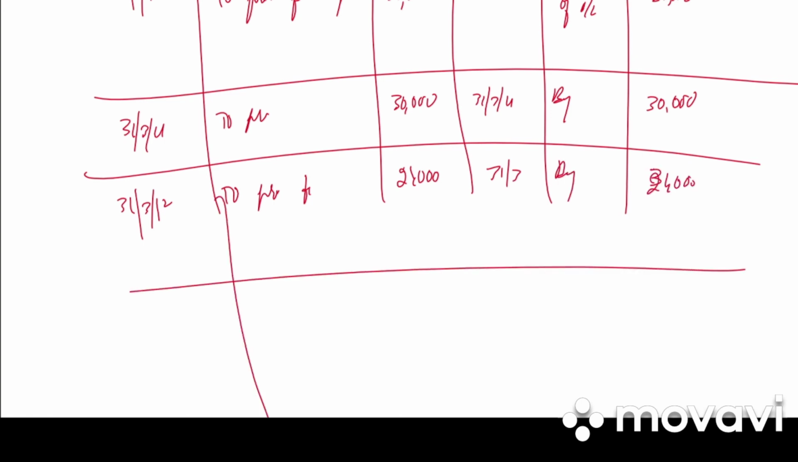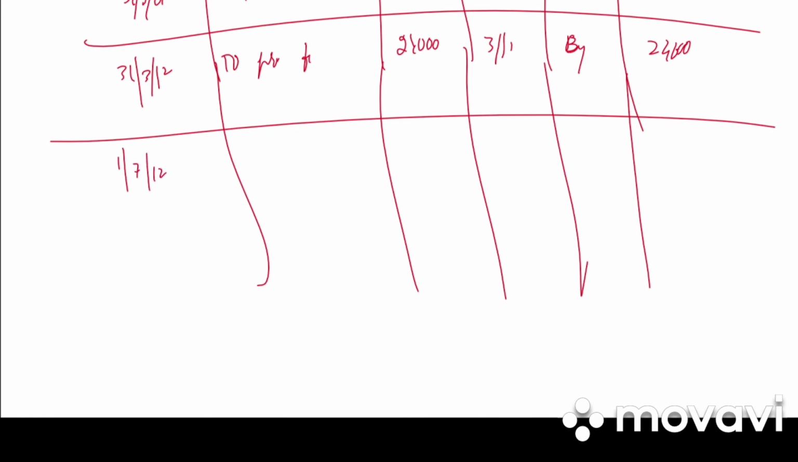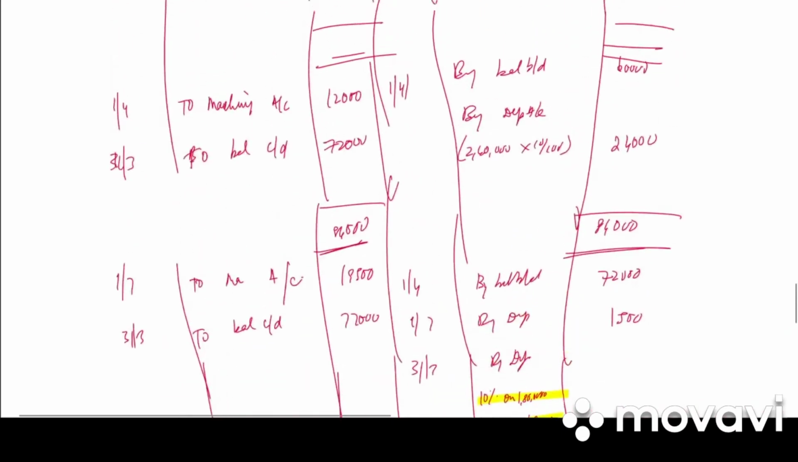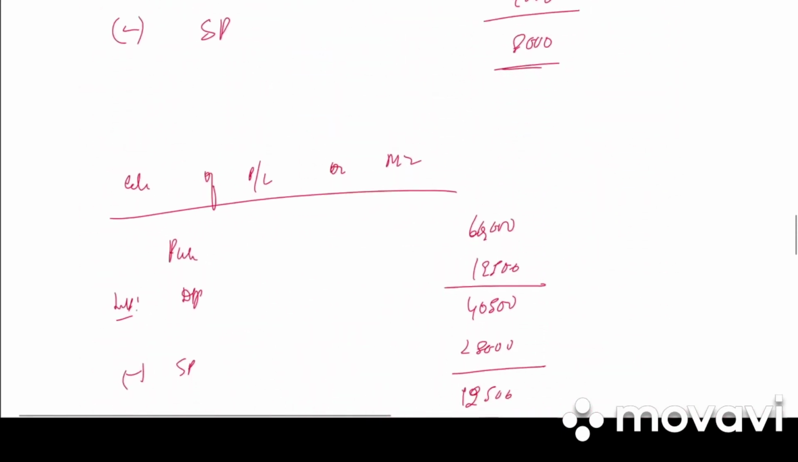Then 1st July 2012 to provision for depreciation account 1,500. On 31st March again to provision for depreciation 23,000. And on 31st March 2012 by statement of profit and loss 24,500. Clear? So this is how you prepare the 3 accounts in case they have asked us that there is provision on depreciation.